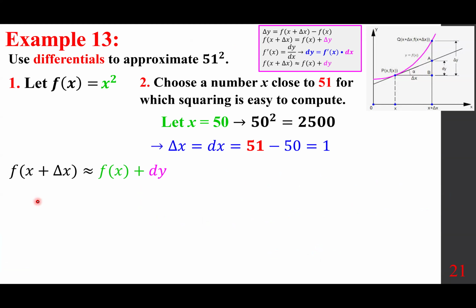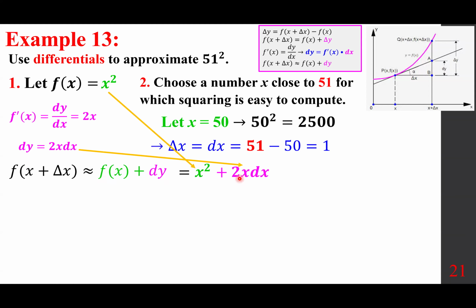So f of x plus delta x is f of x plus dy, and we have f of x, but what about dy? First, we have to differentiate. F prime of x, or dy dx, is 2x, which makes dy 2x dx. And now we replace f of x and dy, we get x squared plus 2x dx, where f of x comes from f of x equals x squared, and dy comes from dy equals 2x dx. Now all you have to do is find 51 squared, or f of 50 plus 1, which means this is x, this is delta x. So plug it in.